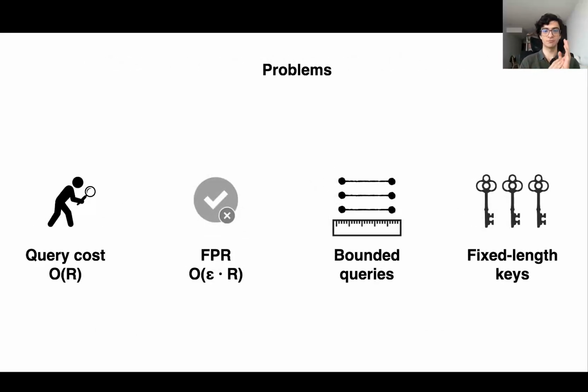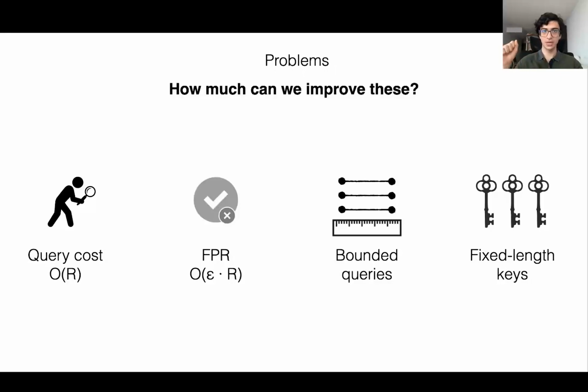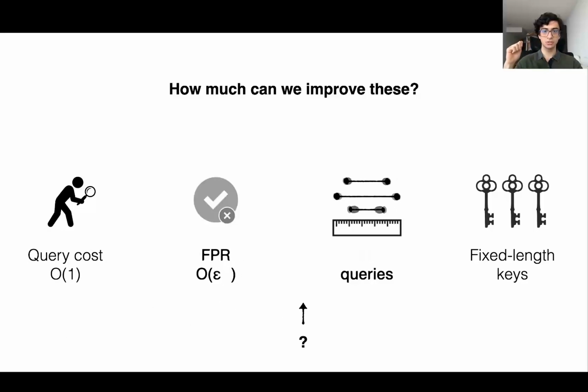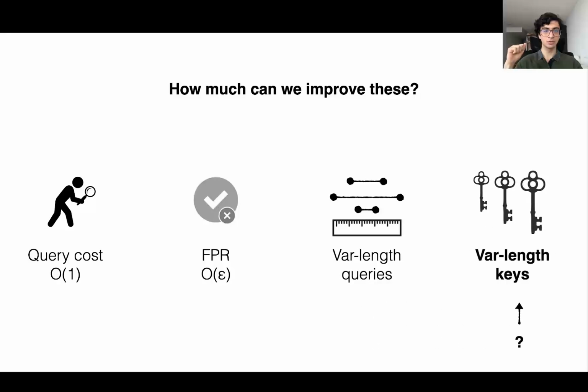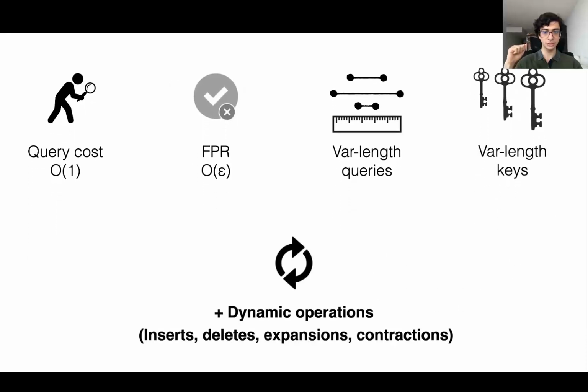To recap, we have problems: a high query cost, a high false positive rate, and being stuck with bounded queries and fixed length keys. So the question is, how much can we improve these? Ideally, we would like to have a constant time query cost. We would like to have a false positive rate that looks like epsilon, and we would like to support variable length queries and variable length keys. In addition, we would like to support dynamic operations as well. We want to be able to maintain the filter as new insertions are made to the data and old data is deleted.